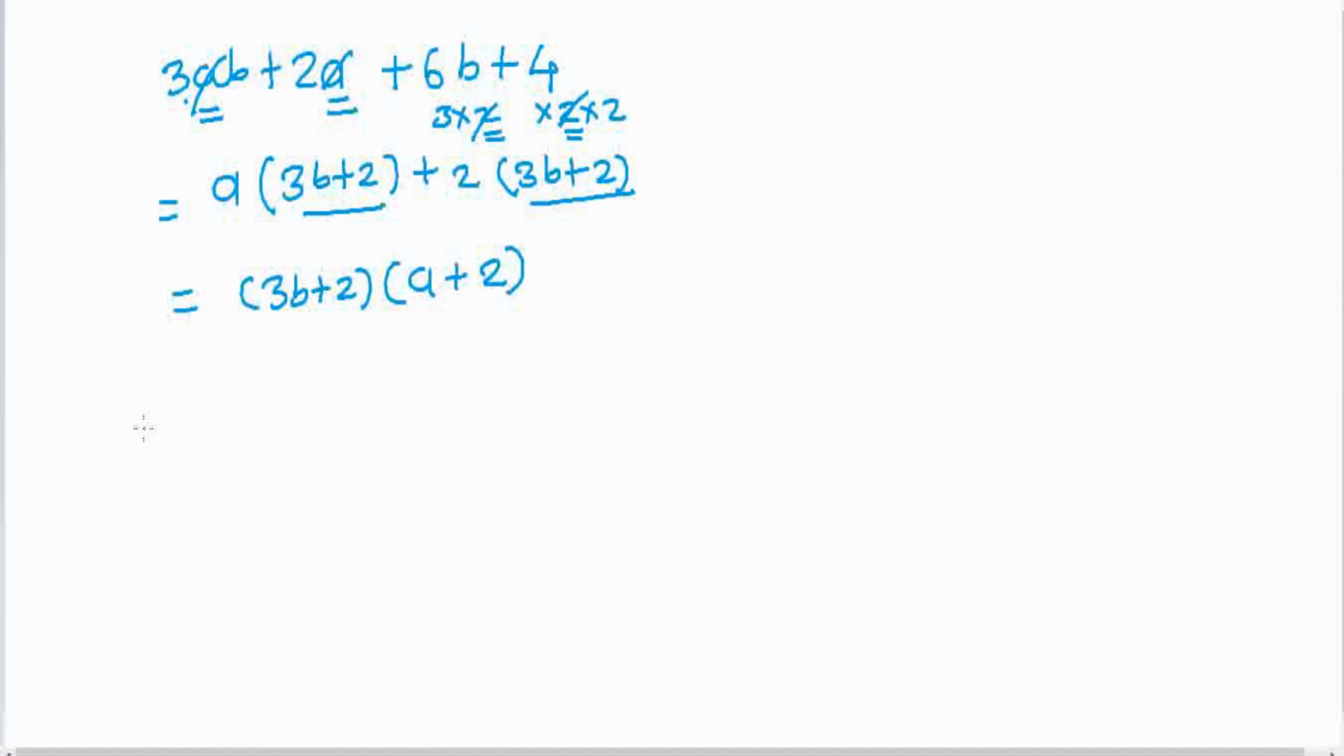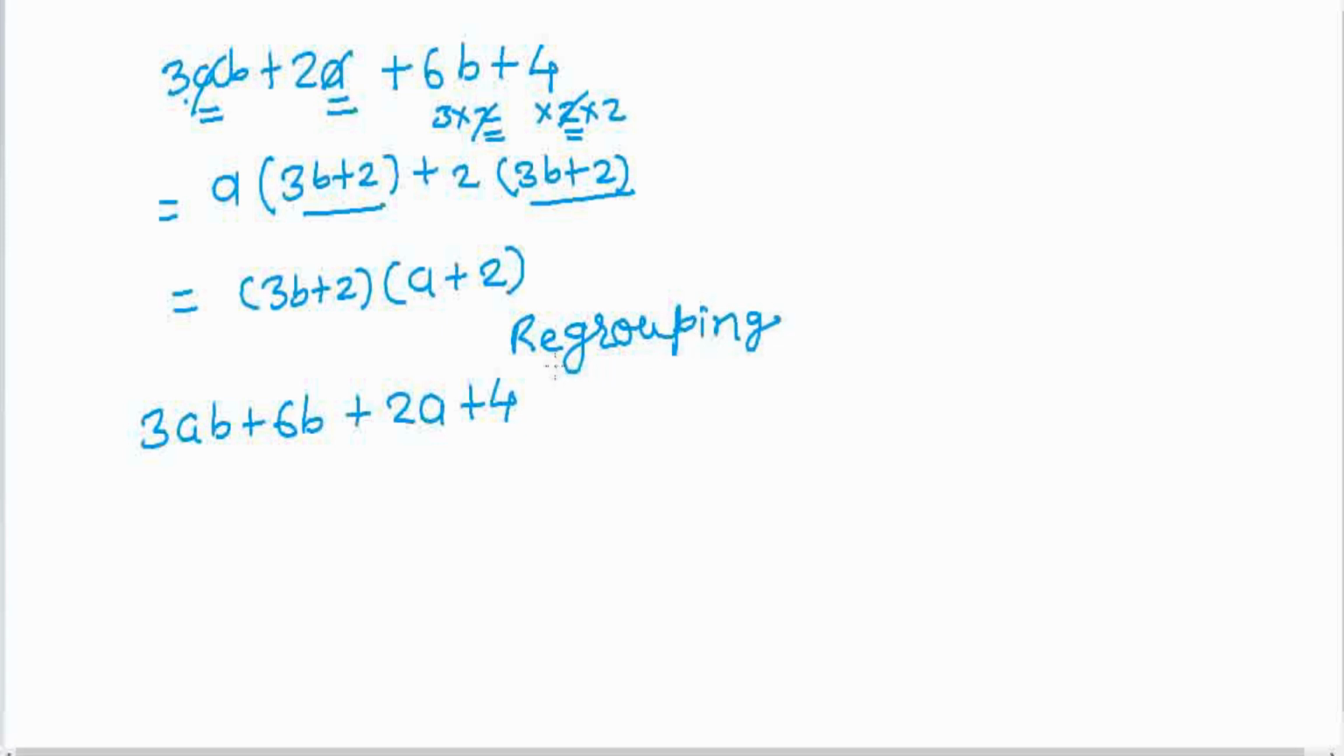Also you can see that we have this type of factorization, but sometimes we can rearrange the terms. If we write this as 3ab plus 6b plus 2a plus 4, we just have a rearrangement of these terms, or we call it regrouping. Sometimes it is necessary to regroup the terms, and then we can easily factorize this.